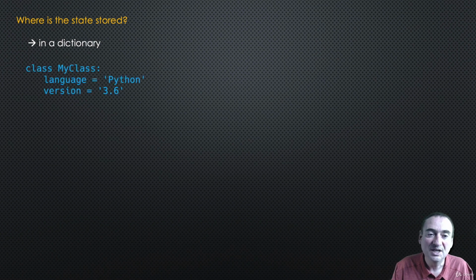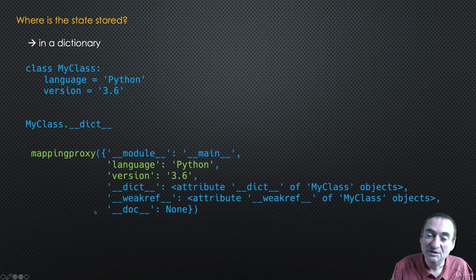Now, where is that state stored? That's kind of an interesting question. Where is Python storing that state? Well, in a dictionary. Like most things in Python, everything uses dictionaries, right? It's ubiquitous to Python. Classes are no different. The state of a class is stored in a dictionary. So again, let's look at this example. We now have an attribute called dunder dict that Python provides for us. So that's one of the attributes that Python automatically provides, just like it provides the dunder name. We have the dunder dict. What does that return?